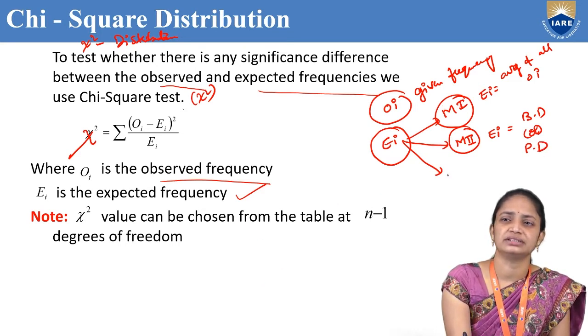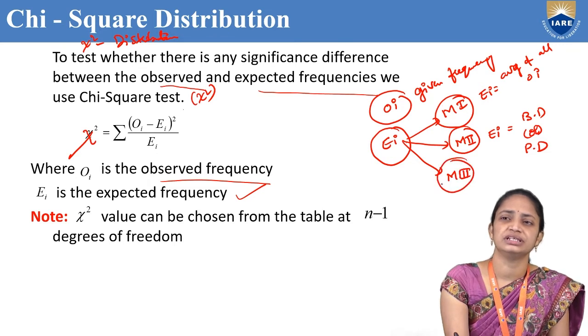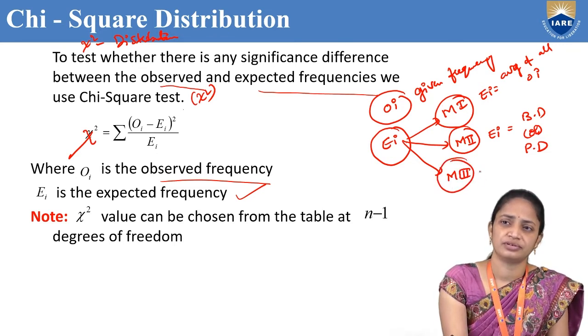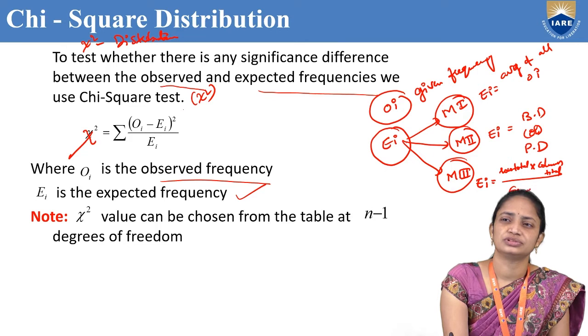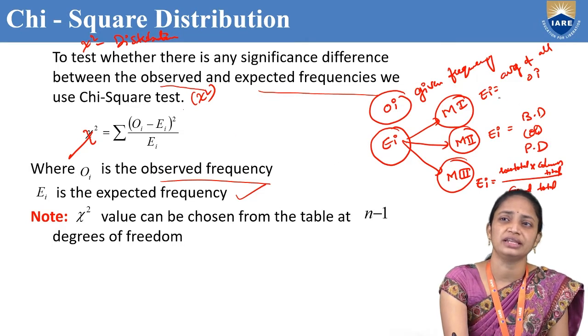And the third method is totally based on rows and columns. That means we need to find the expected frequencies by using row total into column total divided by grand total. By using this formula, we can find the expected frequencies. So in chi-square distribution, we have three methods to find the expected frequencies: first one, second one, third one.